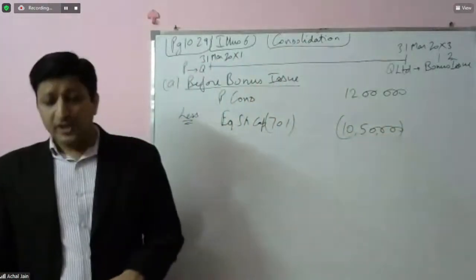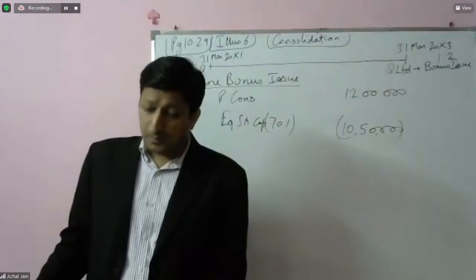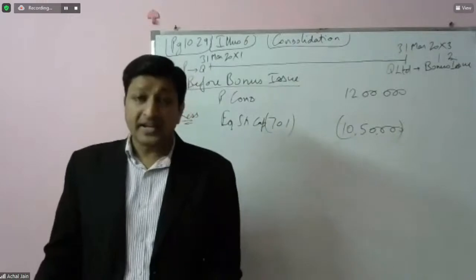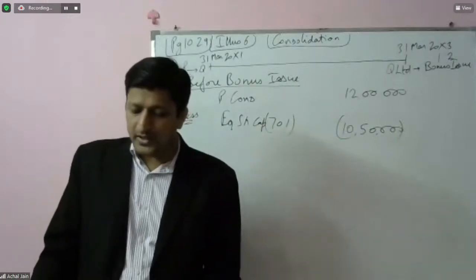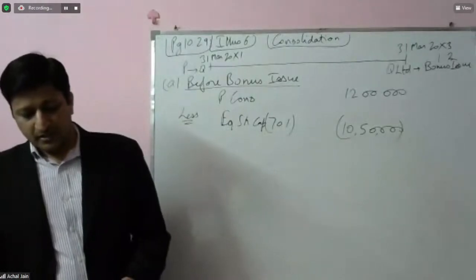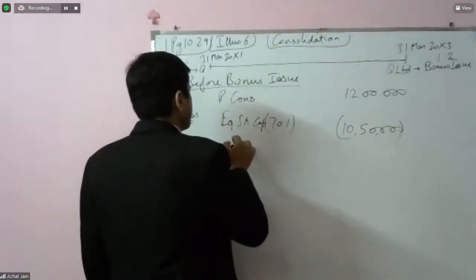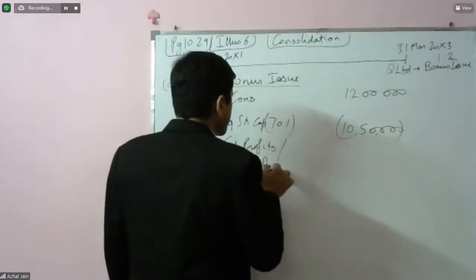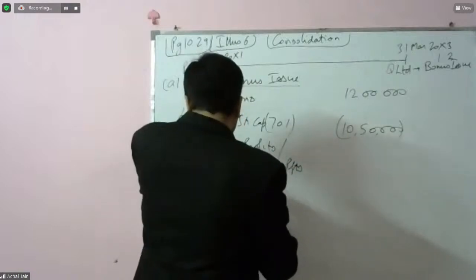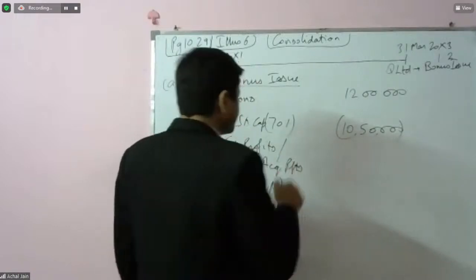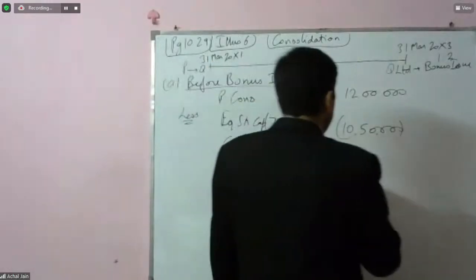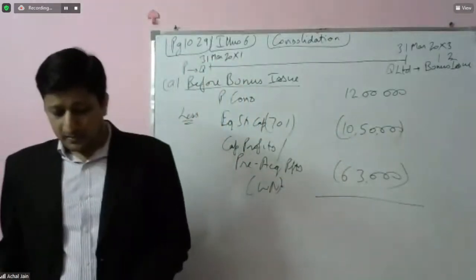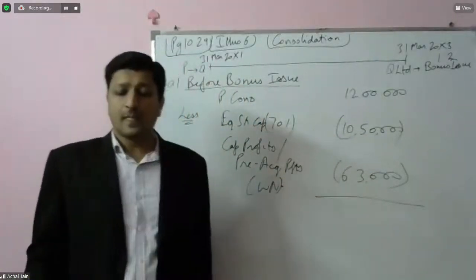And the proportionate reserves prior to acquisition, we have already computed that in the working note. That pre-acquisition share of profits of P Limited in Q Limited was 63,000. Capital profits, or you can say pre-acquisition profits. You can give the reference of working note. This was 63,000. So now, does it result in a goodwill or a capital reserve? I think this results in goodwill.